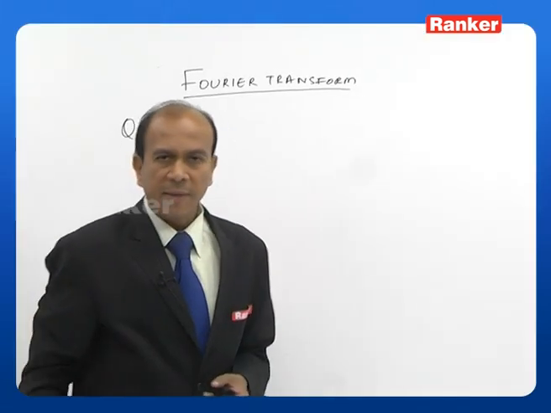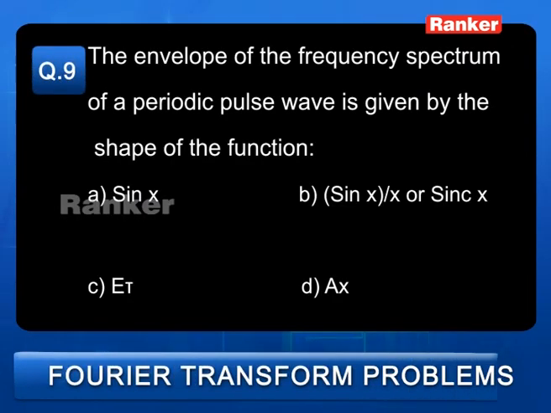Let us see the next question. The envelope of the frequency spectrum of a periodic pulse wave is given by the shape of the function: A. sin x, B. sin x by x, or sinc of x, C. tau multiplied by a factor e, and D. x multiplied by a factor a.